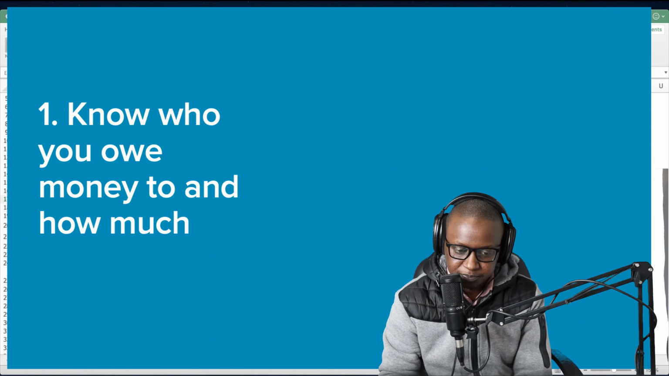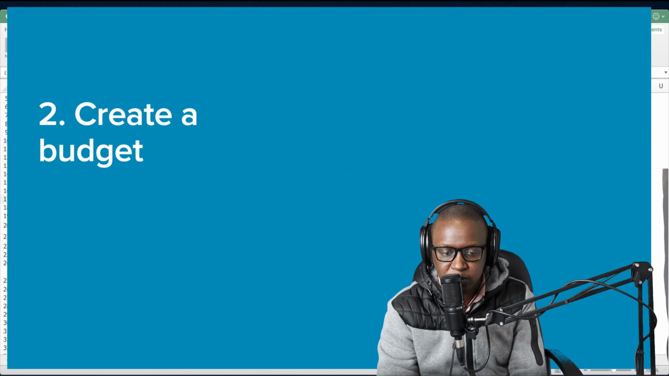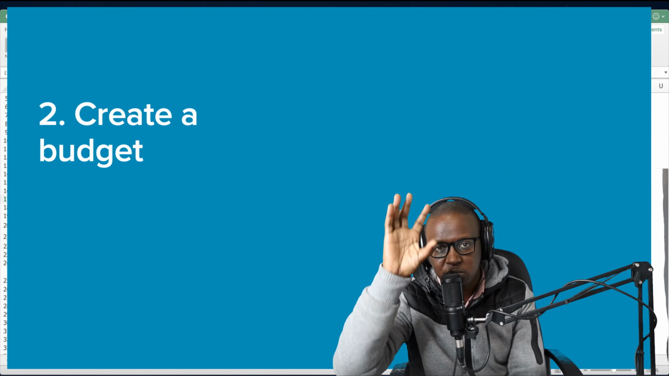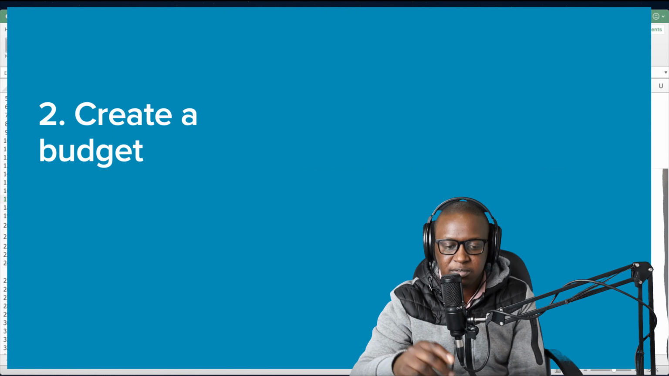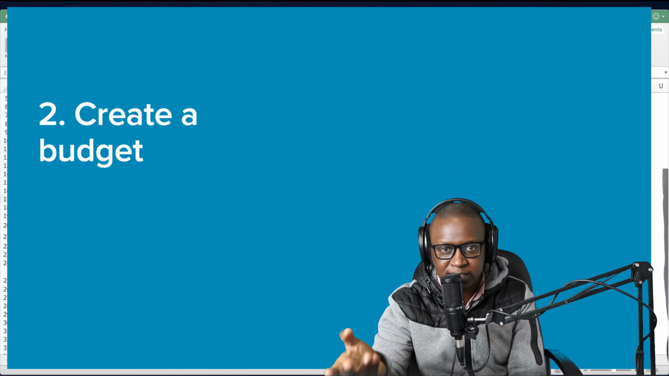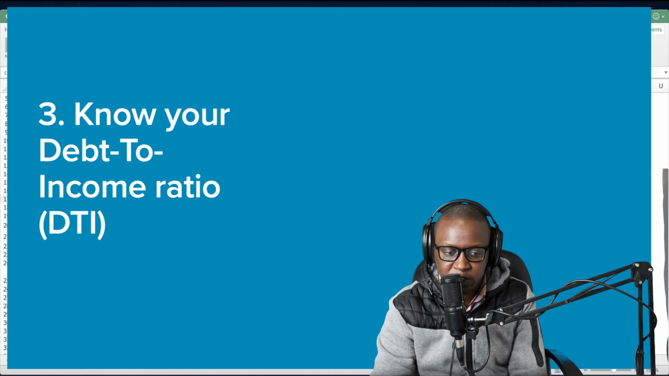And the next step is to create a budget. You need to create your monthly budget. Take your income minus all your monthly repayments. Then from there you'll know whether you are over-indebted or not, and you'll be able to plan accordingly as well.